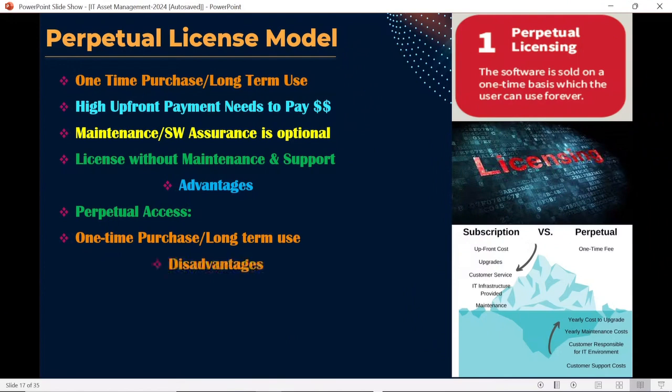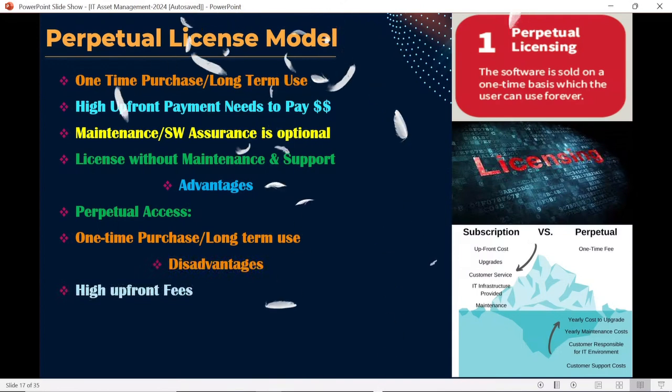Then we have some disadvantages also. We cannot say disadvantage, but there are some challenges with the perpetual licenses. We will see what are the challenges, or I will say problems, associated with the perpetual license model. The first is high upfront fees.